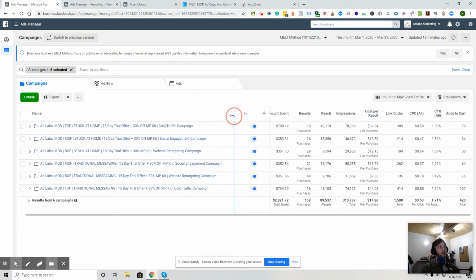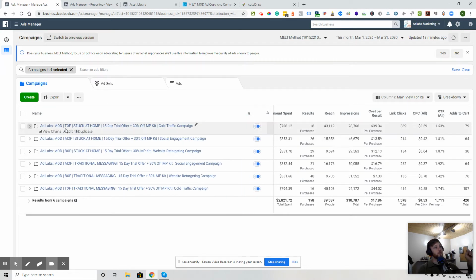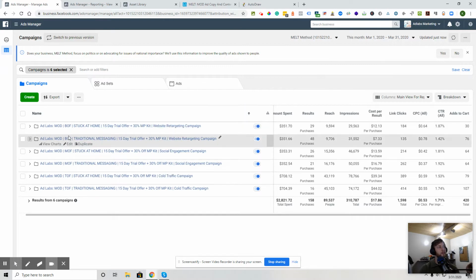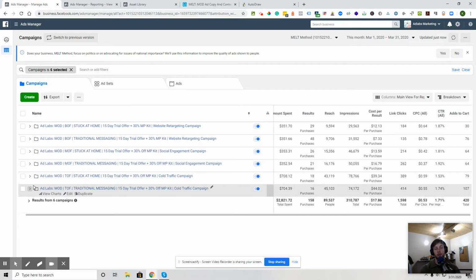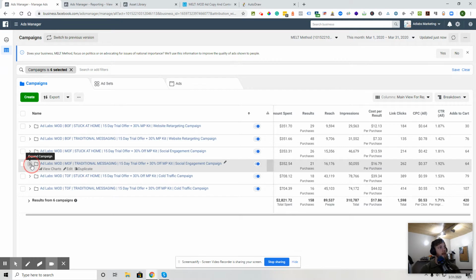And as I will show you here, what we do is we take top of funnel. Let me sort this. So we've got bottom of funnel, middle of funnel, and top of funnel. How we do the top of funnel is this is cold traffic with exclusions based off of certain audiences. And then each ad group underneath each campaign is its own audience.